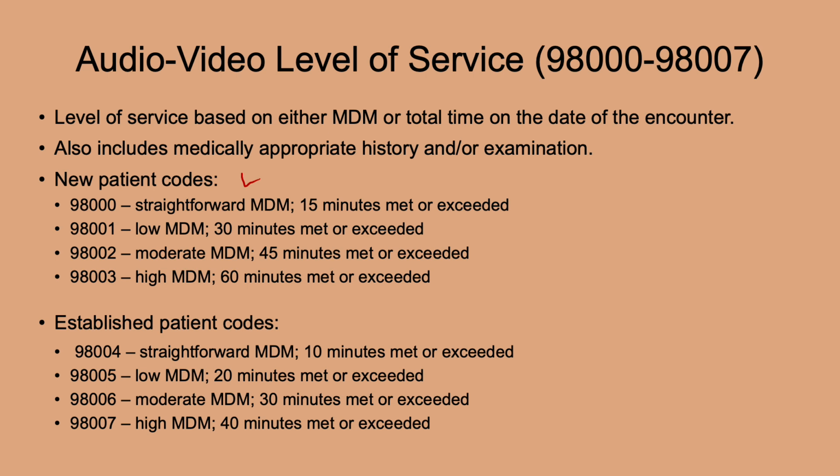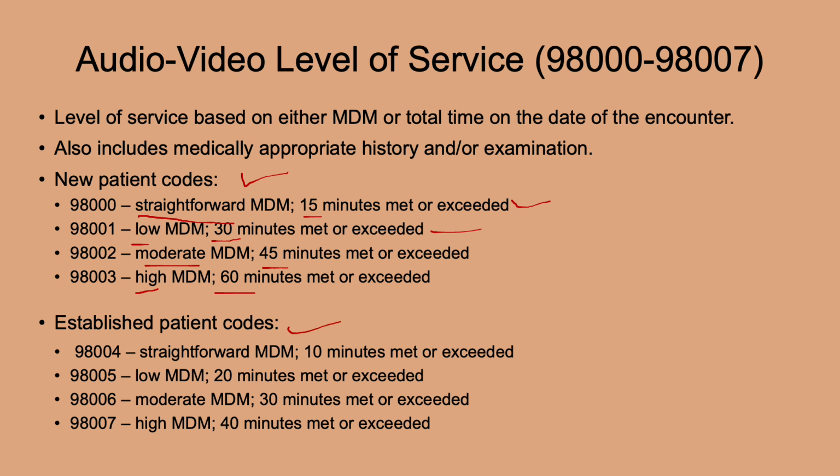For new patient codes, you have 98000 to 98003: straightforward, 15 minutes; low, 30 minutes; moderate, 45 minutes; high, 60 minutes. The minutes must be met or exceeded. So these are the baseline, the minimum that you need. If it's 15 minutes, anywhere between 15 and 29, you're going to do 98000. Once it hits 30, you can move up to 98001. So it's minutes or medical decision making.